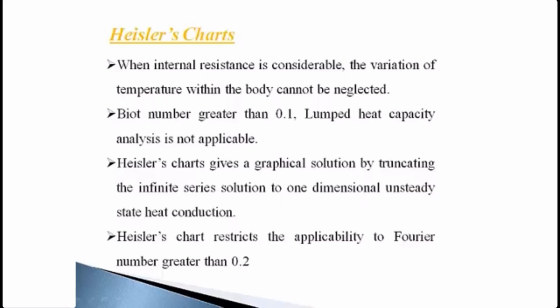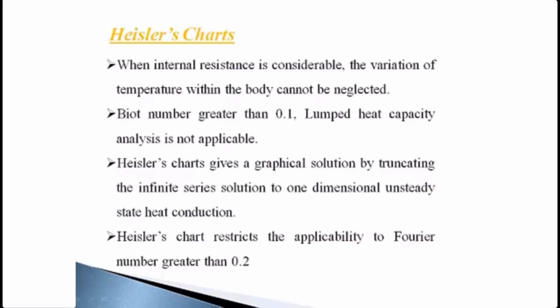When the internal resistance is considerable, the variation of temperature within the body cannot be neglected. Now the temperature can vary with x, y and z direction. But in a very simple case, the temperature varies only with x direction and time. So if the temperature is only varying with respect to one of the spatial coordinates and time, it is also unsteady state heat transfer. In such a case you can get an analytical solution in the form of a Fourier infinite series solution.